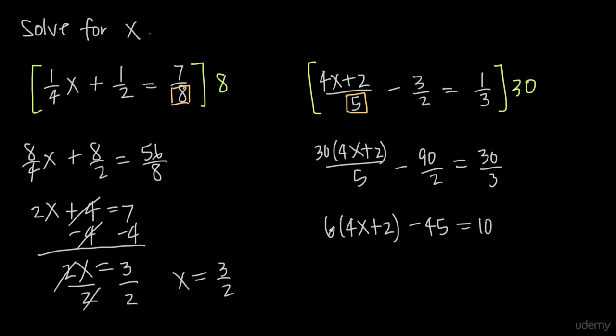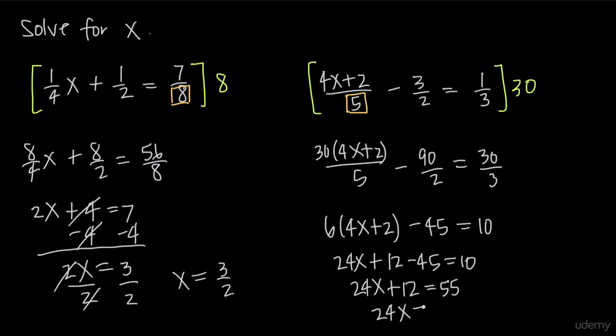Now we want to distribute the 6 across the 4x and the 2. 6 times 4x is 24x. 6 times 2 is 12, minus 45 is equal to 10. We'll go ahead and add 45 to both sides, and we'll get 24x plus 12 is equal to 55. Subtracting 12 from both sides, we get 24x is equal to 43. And then dividing both sides of the equation by 24, we get x is equal to 43 over 24.